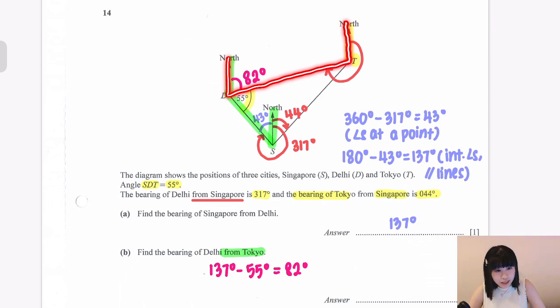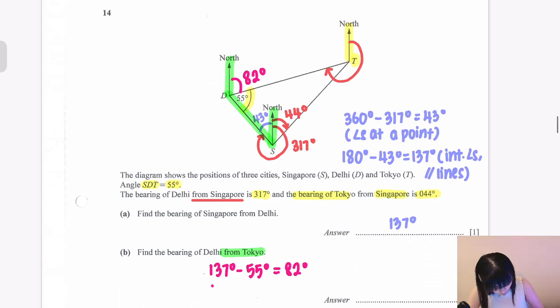Once again, can you see? That's the north and the north. So this and this will add up to become 180. So 180 minus away 82, I will get 98 degrees. So here it will be 98 degrees.